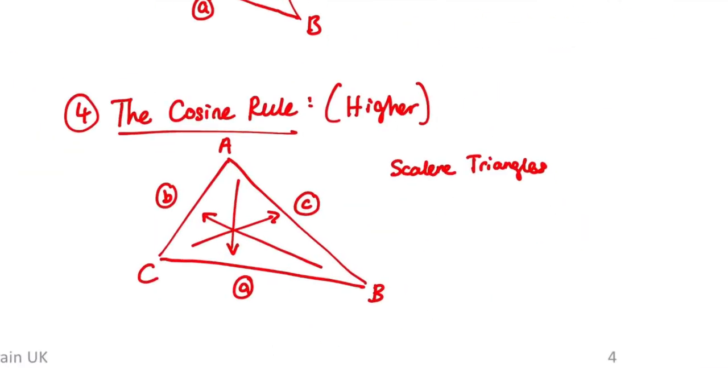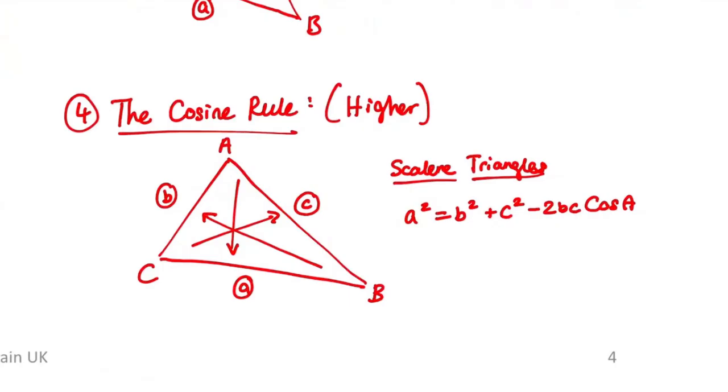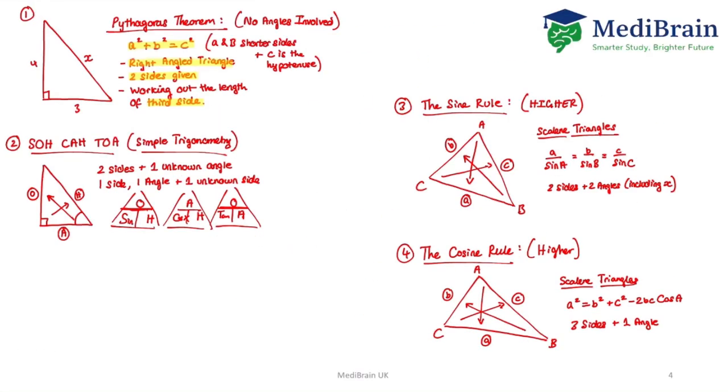Okay, the formula for the cosine rule was a squared equals b squared plus c squared minus 2bc cos a. And the way that we would know to use the cosine rule is when we have three sides plus one angle. Okay, you would have three sides and one angle, and that includes whatever x is. That's when you would use the cosine rule.